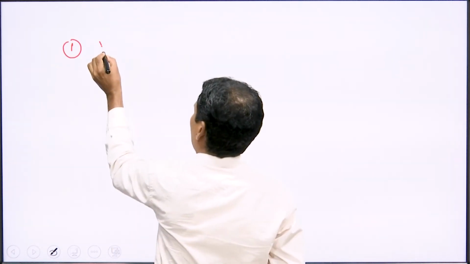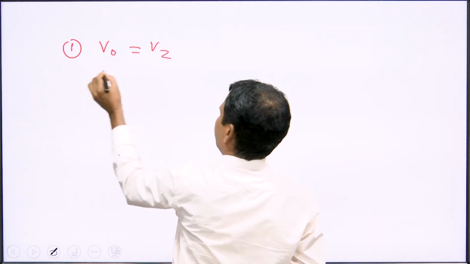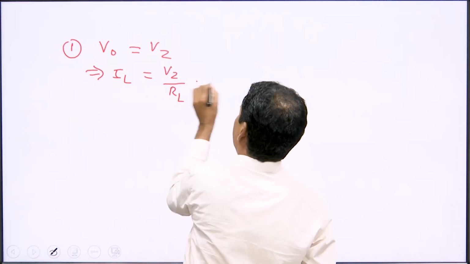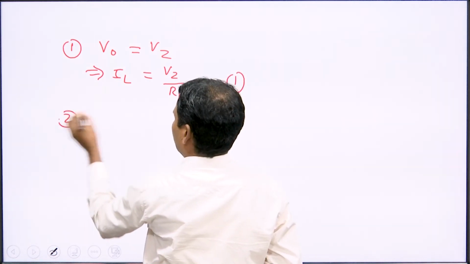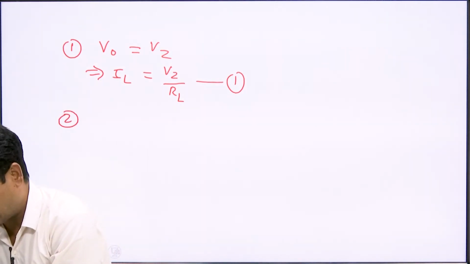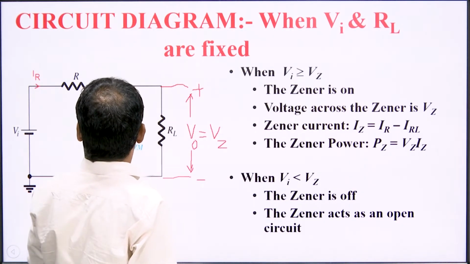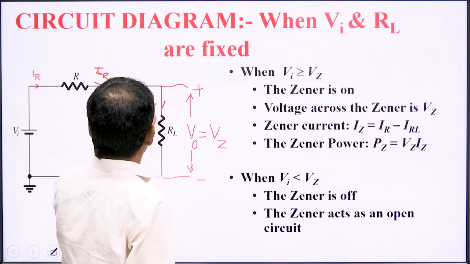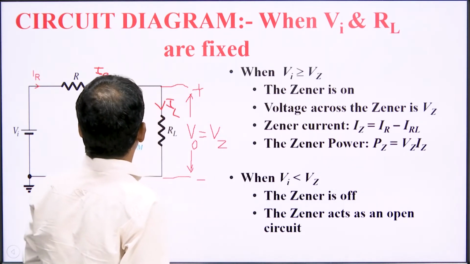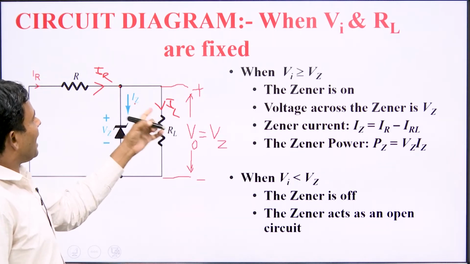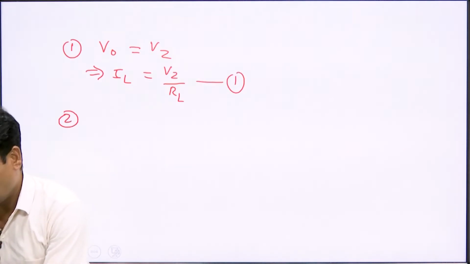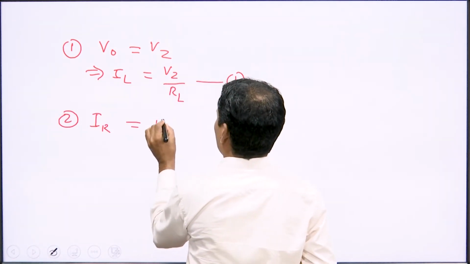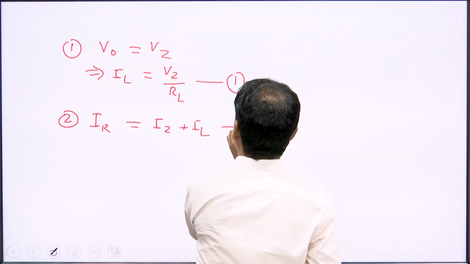The first equation is V output is equal to Vz. This implies IL is equal to Vz upon RL. This is the first equation. Now, for another equation, in the above circuit, if we apply KCL, suppose the series current is IR, the load current is IL, and the Zener current is IZ. This means IR should be equal to IZ plus IL. This is called Kirchhoff's current law. This is the second equation.